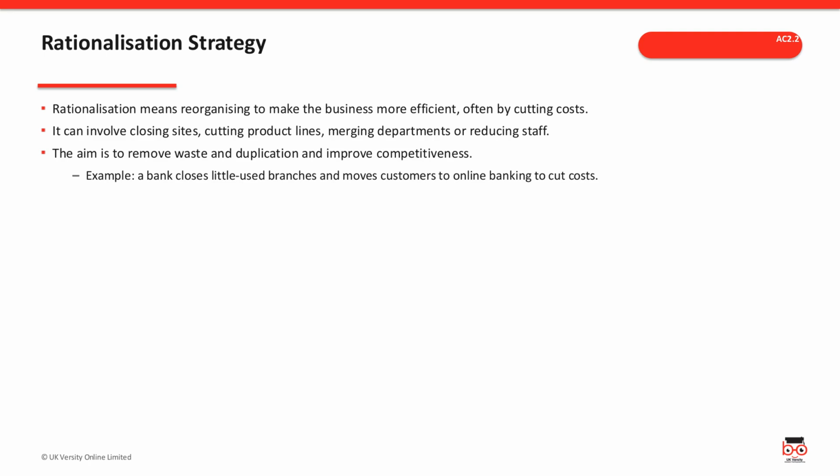Sometimes the smart move isn't to grow, but to reorganize. And that's what rationalization means, making a business more efficient, usually by cutting costs. It might involve closing sites, trimming product lines, merging departments, or reducing staff, all aimed at stripping out waste and duplication. When a bank like Lloyd's closes little-used branches and steers customers toward online banking, that's rationalization in action.